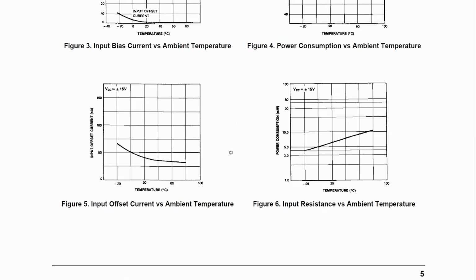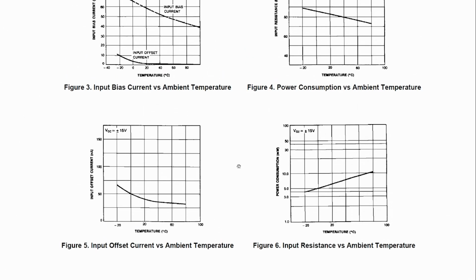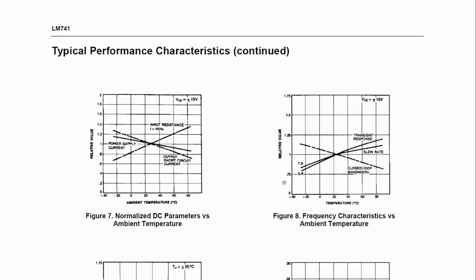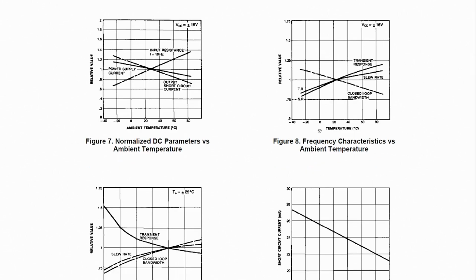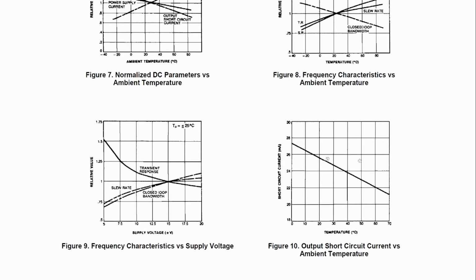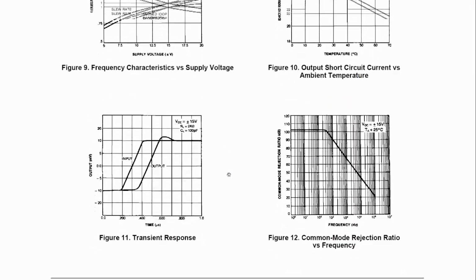Then there is another plot called input offset voltage versus ambient temperature, and how input offset current changes with ambient temperature. Then we have how the input resistance changes with ambient temperature. Then normalized DC parameters versus ambient temperature, for example input resistance, power supply current, and output short circuit current. Then we have transient response, frequency characteristics versus ambient temperature, slew rate, closed loop bandwidth, and output short circuit current versus ambient temperature. We also see slew rate and transient response for frequency characteristics versus supply voltage. So, a lot of plots are there that we need to understand.